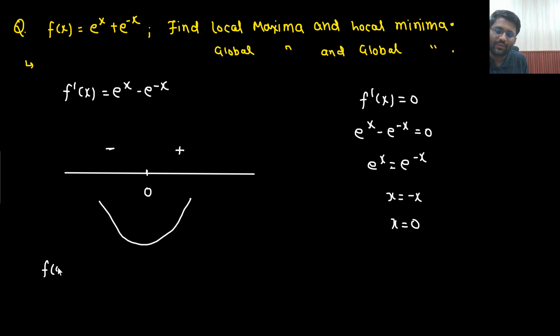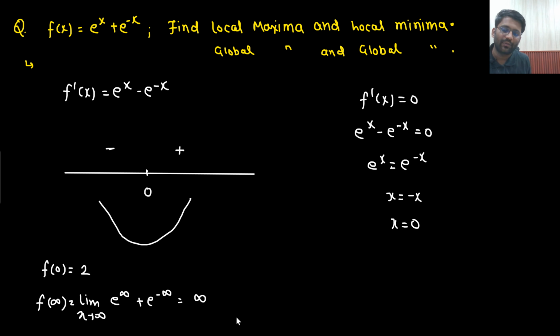If I find f of 0, it is nothing but e to the power 0 plus e to the power 0, that is 2. I need to care about the values at plus infinity and minus infinity as well. So the limit x tending to infinity would be e to the power infinity plus e to the power minus infinity. So this will be infinity plus 0, which is infinity only.